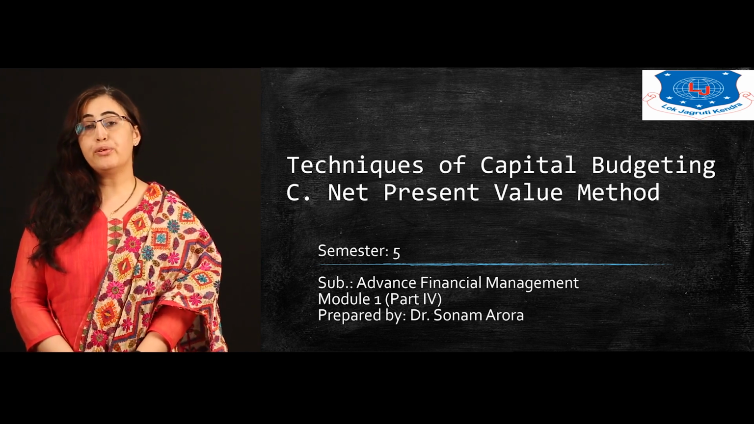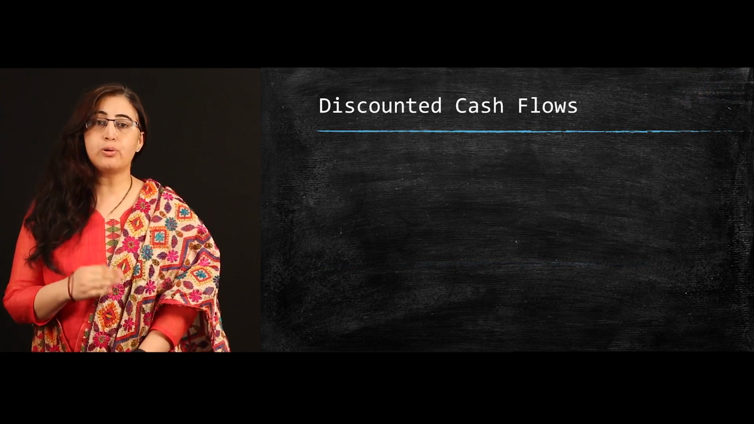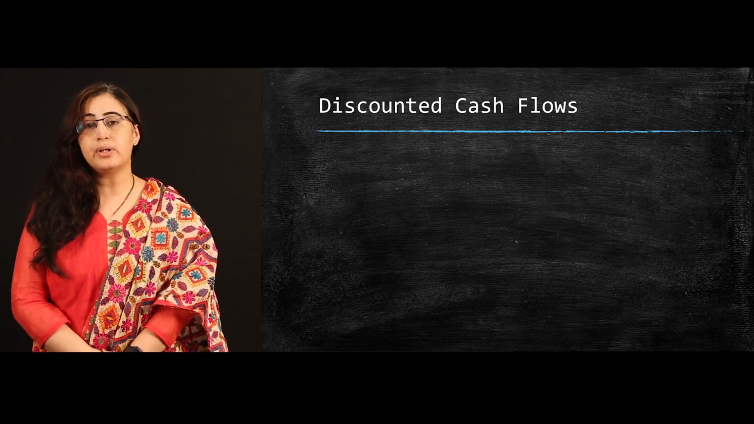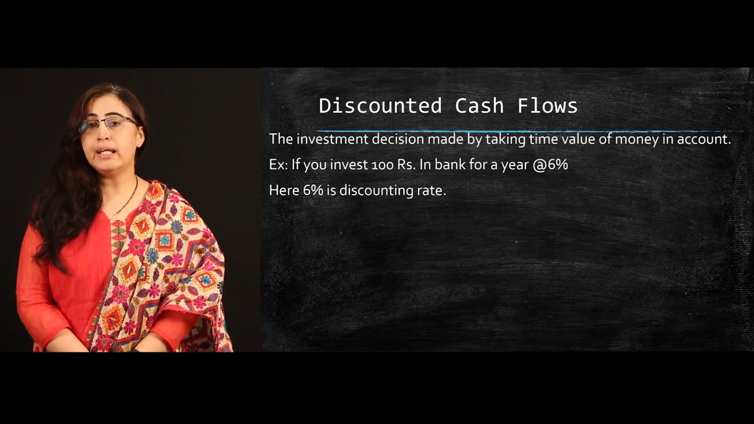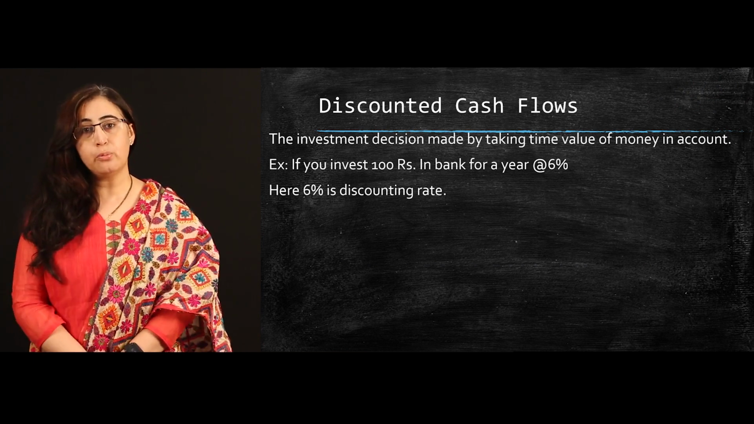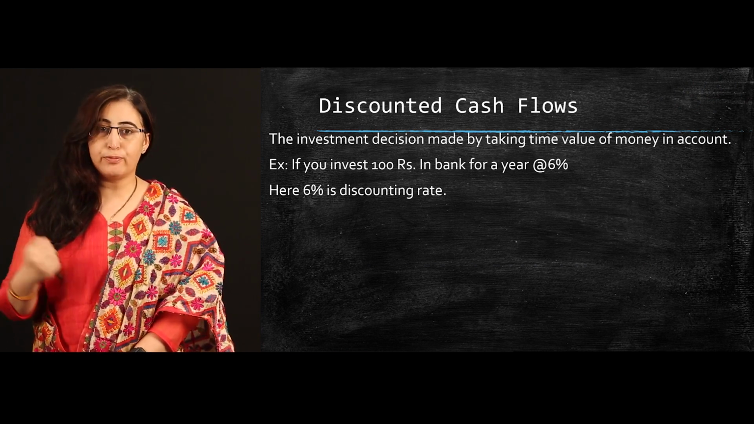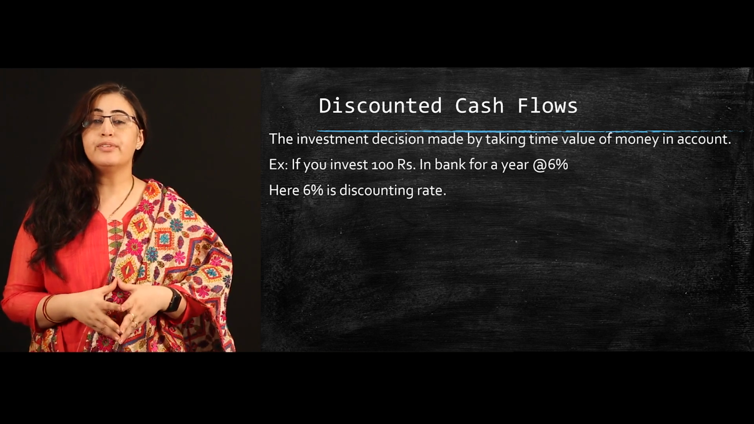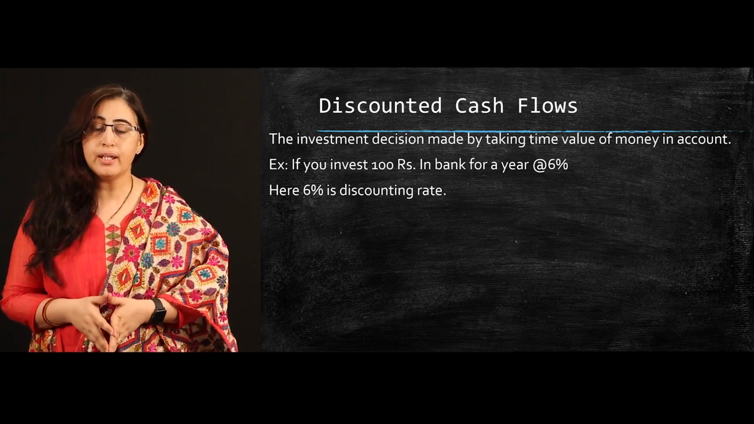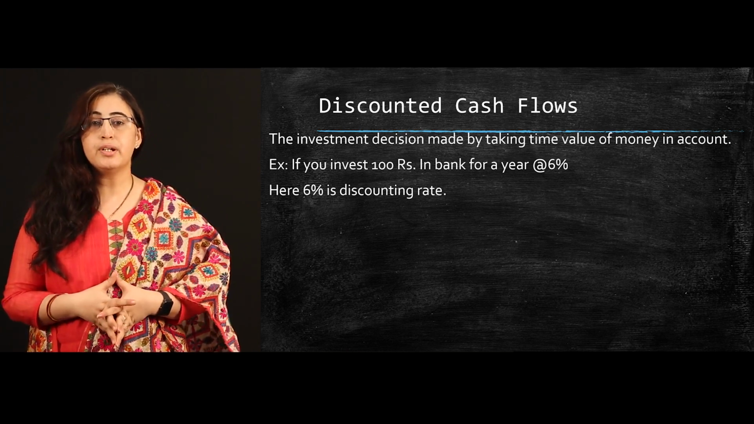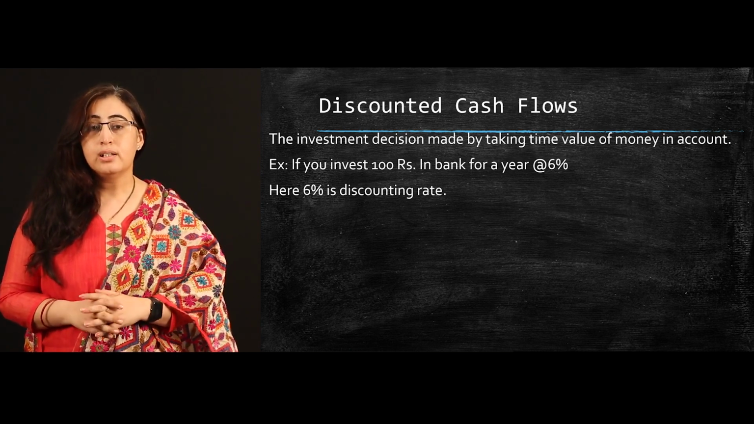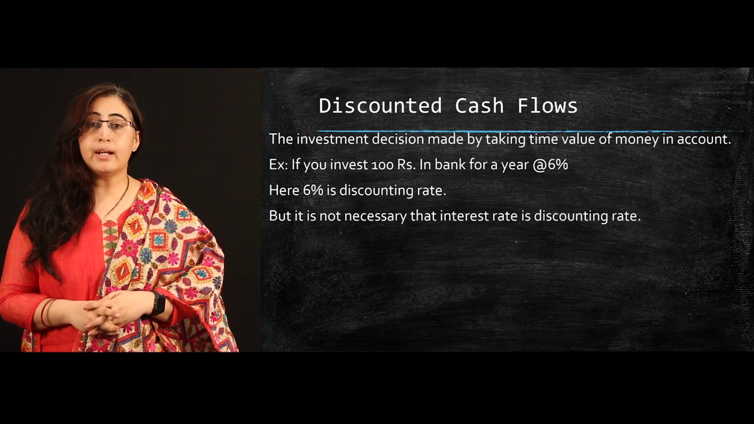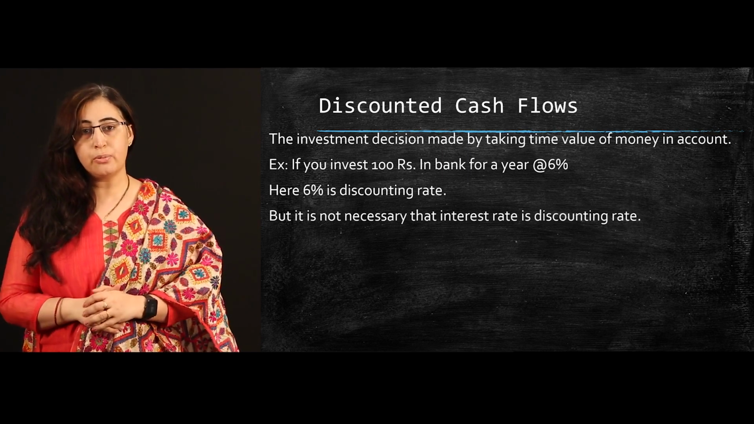Before we move to the net present value method, first look at what exactly a discounted cash flow is. The investment decision made by taking the time value of money into account is your discounted cash flow. For example, if you invest 100 rupees in a bank for a year at 6% rate of interest, here that 6% is your discounting rate. So, it doesn't mean that your interest rate is always your discounting rate.